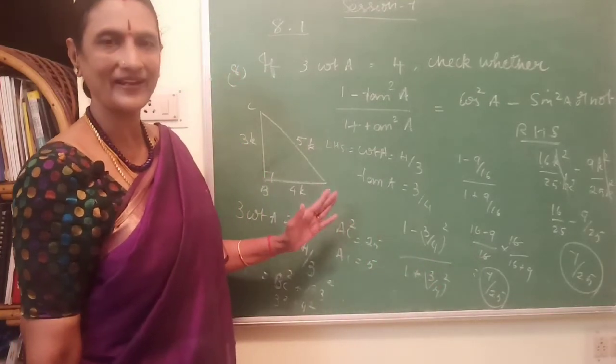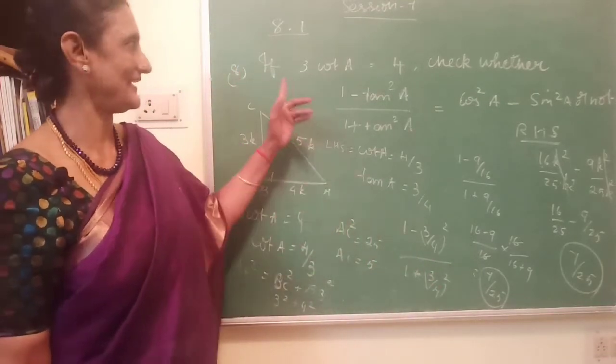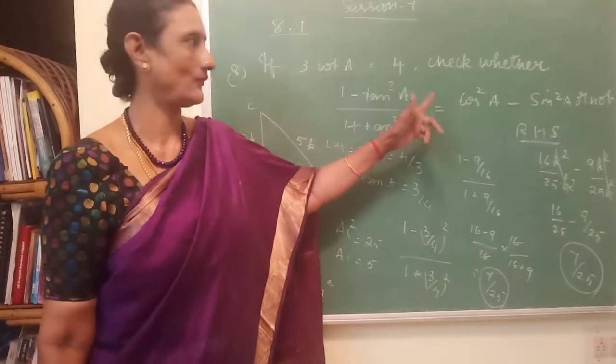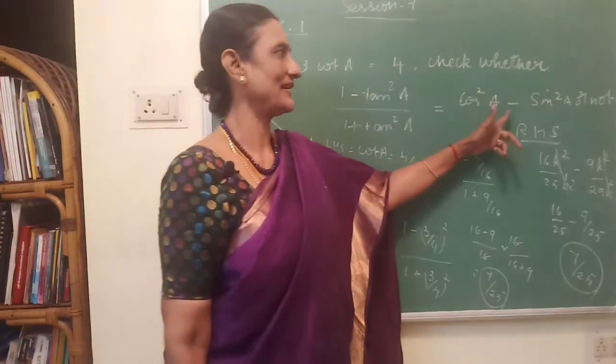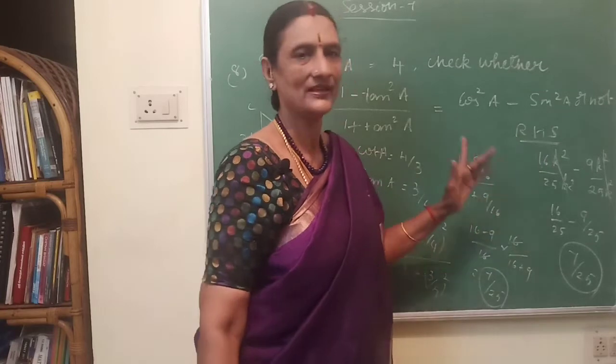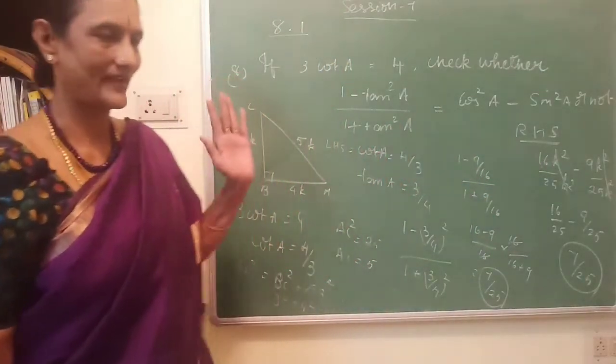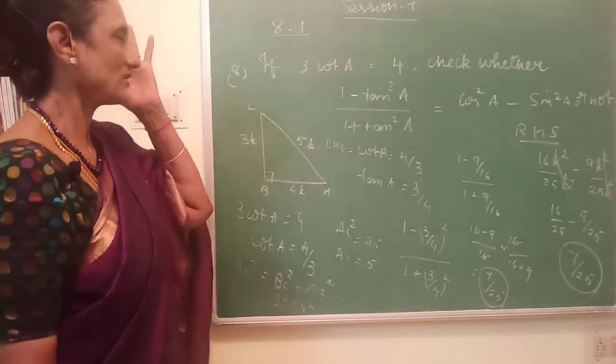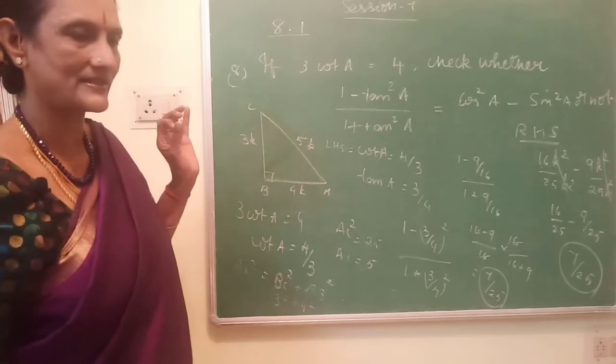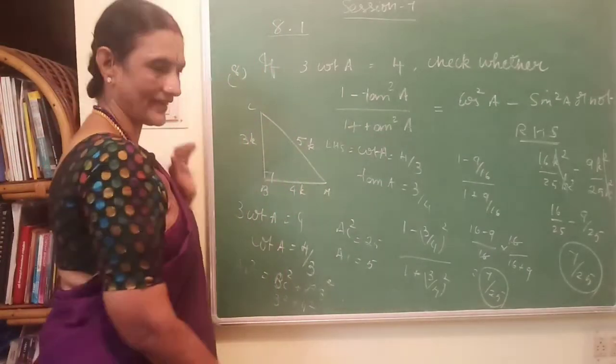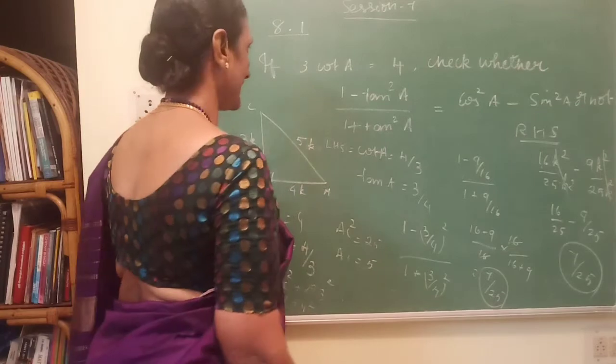Therefore, what can we write? LHS equal to RHS. Yes, 3 cot A is equal to 4 means cos square A minus sin square A is equal to 7 by 25. We have to write it like this. Okay, so how do you sum up? By writing the answer statement. I'll write down and show it to you. Please take down.